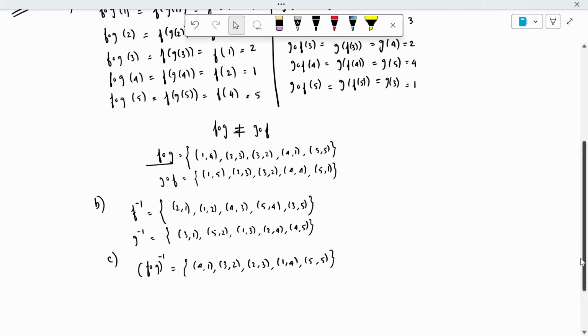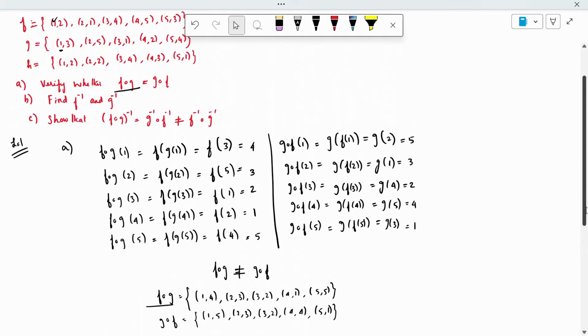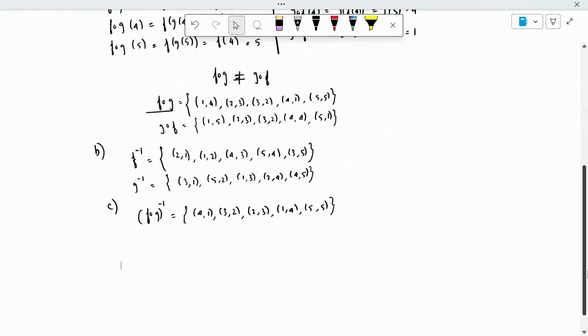There's a question. I'm going to show you the question. What is G inverse composition F inverse? We'll check whether I'm getting the same answer. G inverse composition F inverse. What do you mean by that? It means both compositions. It's easy.